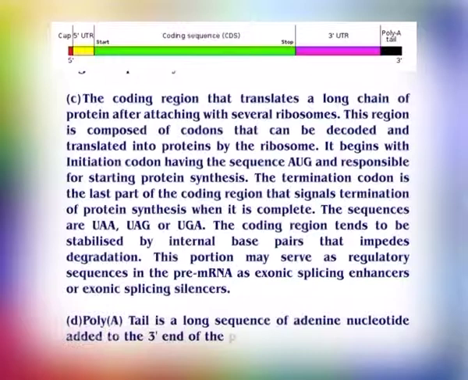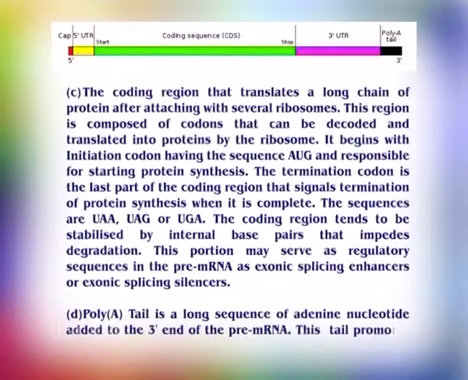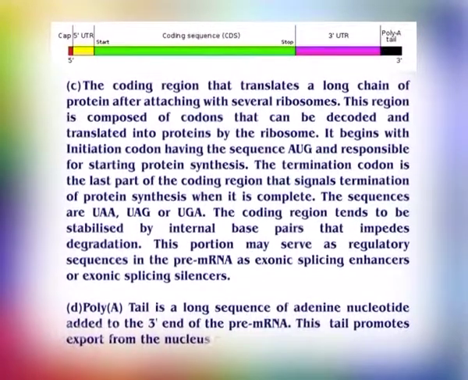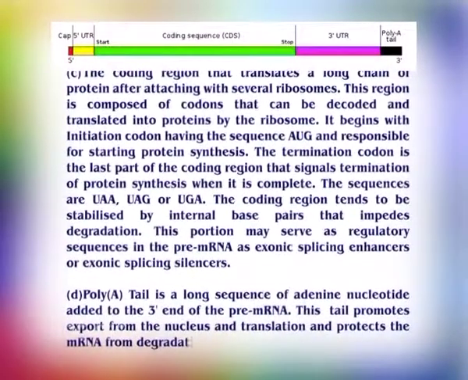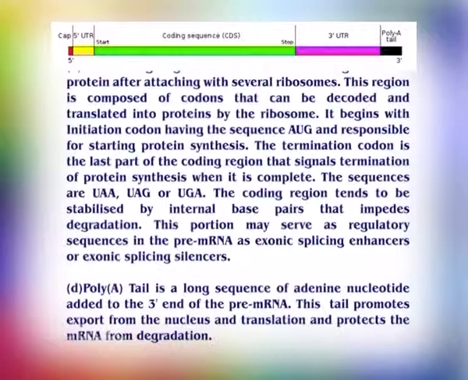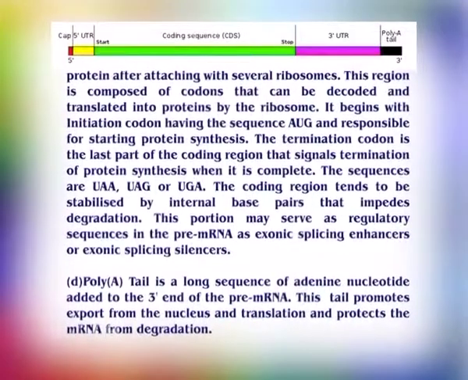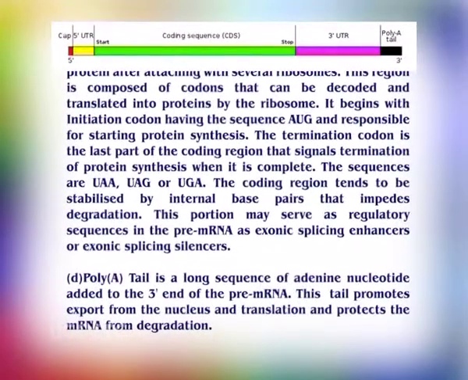D. Poly-A tail is a long sequence of adenine nucleotide added to the 3' end of the pre-messenger RNA. This tail promotes export from the nucleus and translation and protects the messenger RNA from degradation.